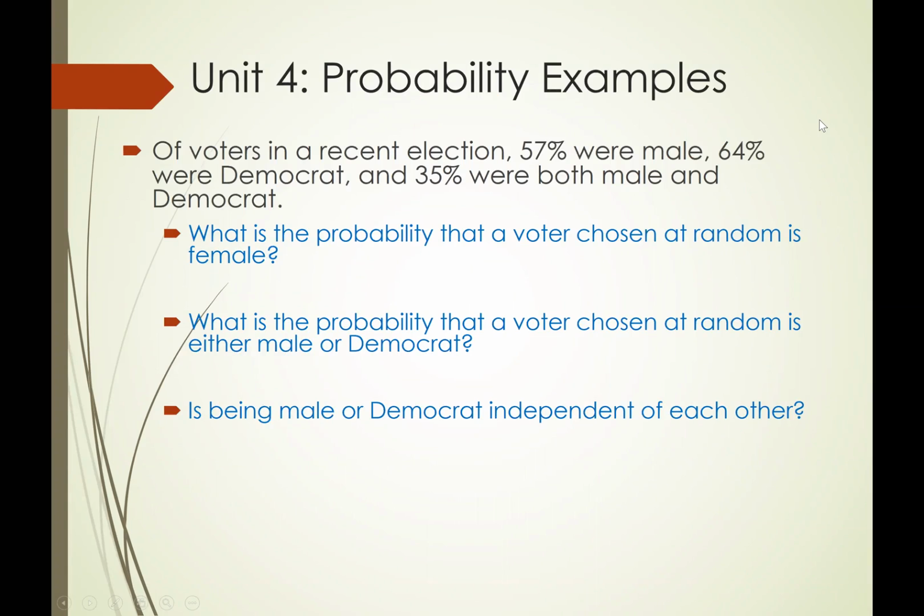Okay, here are some example problems. Of voters in a recent election, 57% were male, 64% were Democrat, and 35% were both male and Democrat. So notice these events are not disjoint because you can be both male and Democrat. What is the probability of voter chosen at random is female? So assuming two genders, we're doing 1 minus the probability of the males.